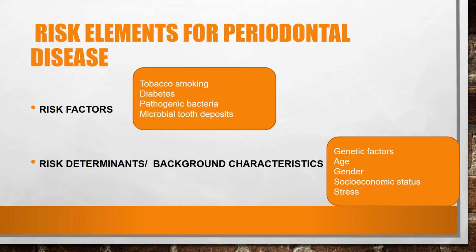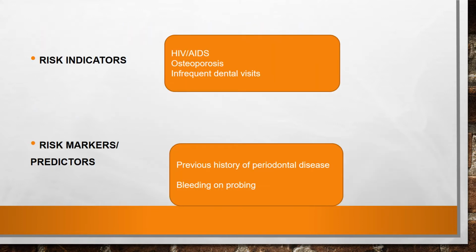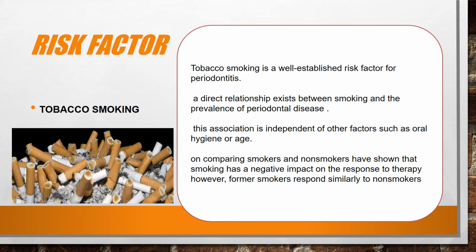Coming to some examples under each risk element. Under risk factors: tobacco smoking, diabetes, pathogenic bacteria, microbial tooth deposits. Then risk determinants or background characteristics: genetic factors, age, gender, socioeconomic status, stress. Under risk indicators: AIDS, osteoporosis, infrequent dental visits. Under risk markers or predictors: previous history of periodontal disease or bleeding on probing. So we are moving on to the details of each.